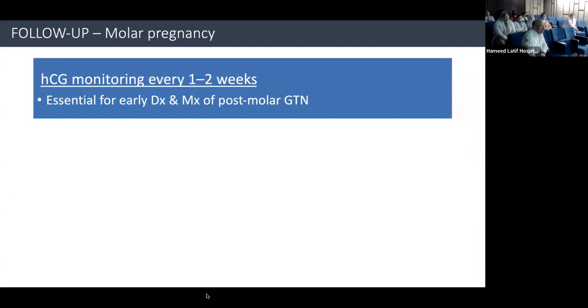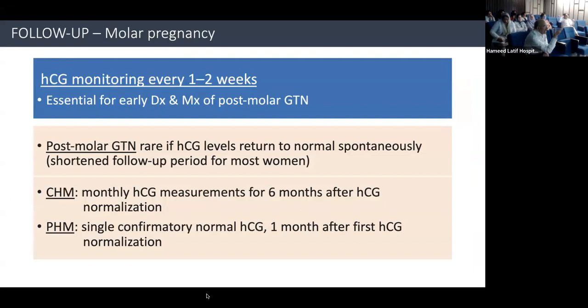HCG monitoring every 1 to 2 weeks essential for diagnosis and management. और इसमें post molar follow-up कितनी देर करना है? Complete hydatidiform mole में monthly HCG measurement for 6 months after HCG has come down to normal level. So it has to be monitored for 6 months. Remember this. In partial mole, single confirmatory HCG, एक दफा normal आया उसके बाद एक महीने के बाद फिर आप करवाओ, और वो HCG भी अगर नॉर्मल है तो फिर further कराने की जरूरत नहीं है क्योंकि उसमें incidence कम है.